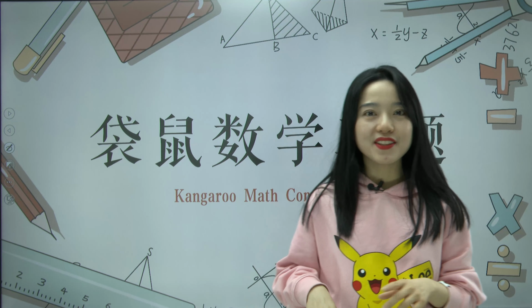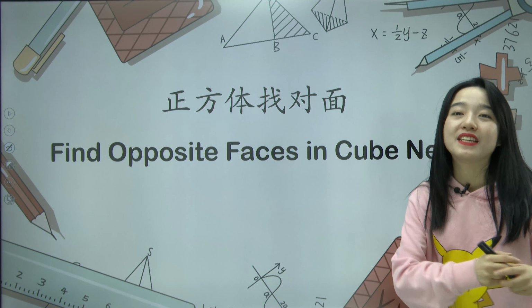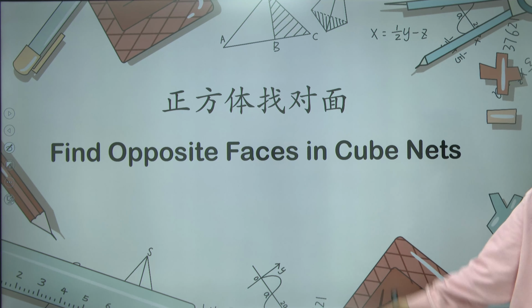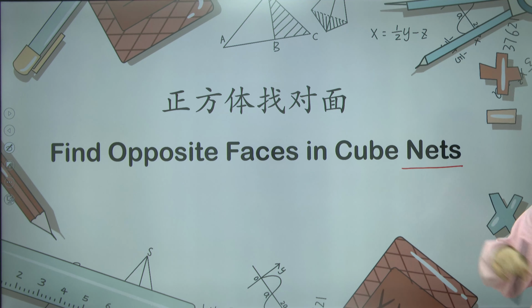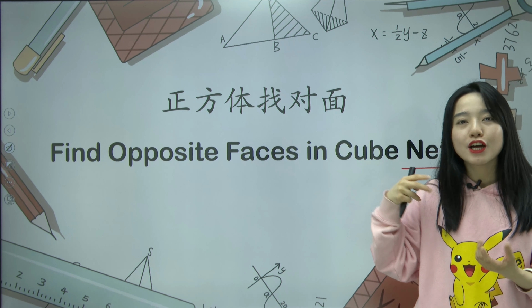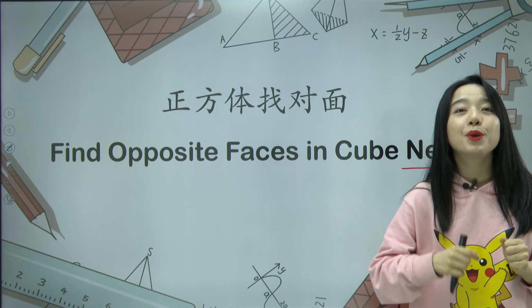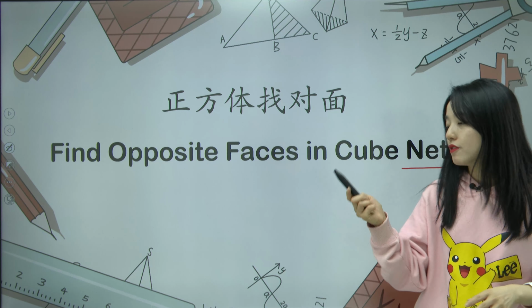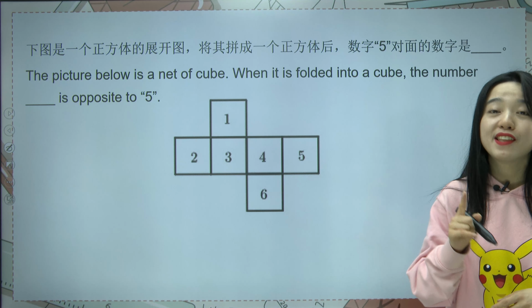Today we are going to learn some questions about geometry, how to find opposite faces in a cube net. First, we need to know, what does net mean? If you cut a solid shape along its edges and unfold it, you will get an expanded view just like this, and we call such a view a net.